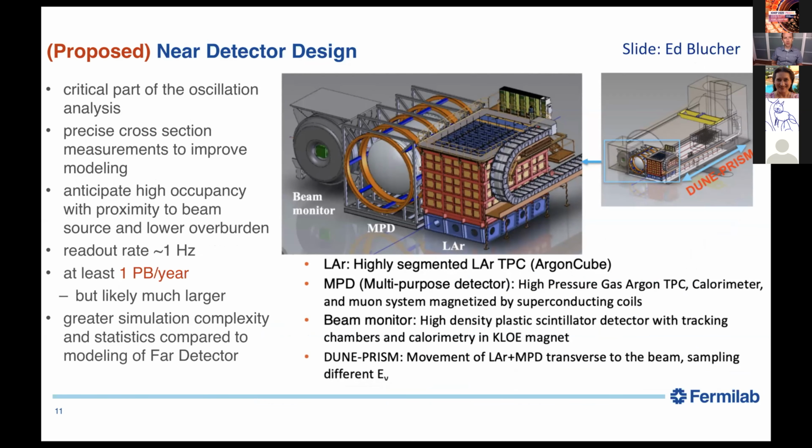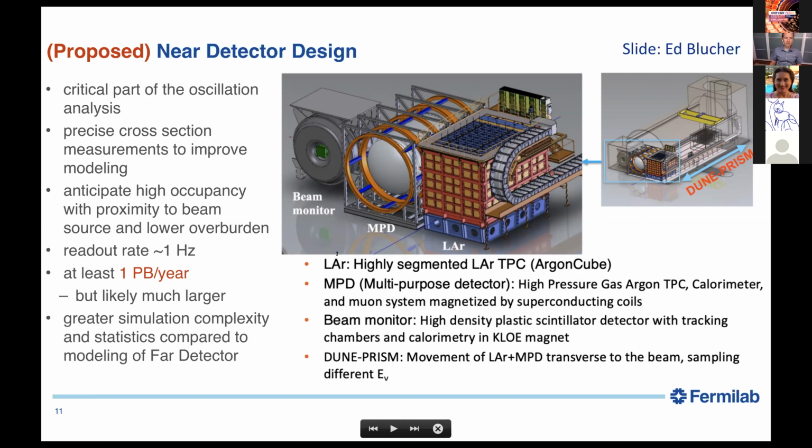Of course, there's also the near detector design. This is a critical part of our oscillation analysis. It's going to give us precise cross-section measurements to improve our modeling. But it is also a very unique design. It is the combination of 3 different detectors: a liquid argon TPC, a multi-purpose detector, and then a beam monitor. Additionally, the liquid argon TPC and the multi-purpose detector actually move off axis so that we can get a spread of the beam.